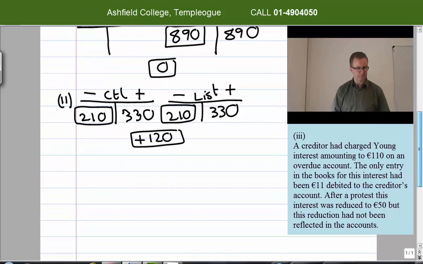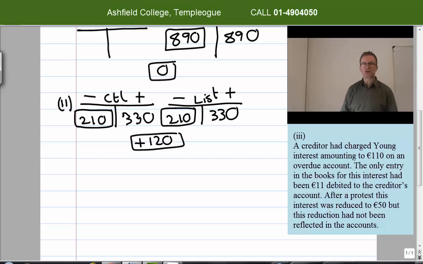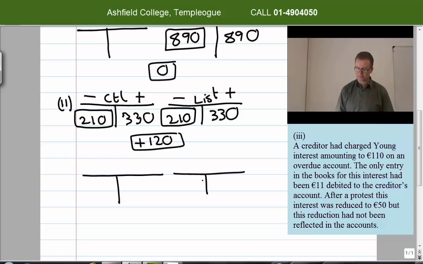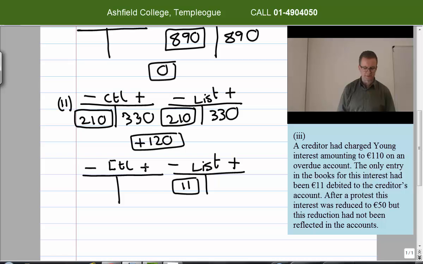On to number 3. A creditor had charged Young interest of €110 on an overdue account. The only entry in the books made was a debit of €11 in creditors. Now a debit of €11 means a debit of €11 in the list. So €11 goes on the debit side of the list. It's in a box because it's done already, and over my control account we have a minus and our plus, and we've got no entry.